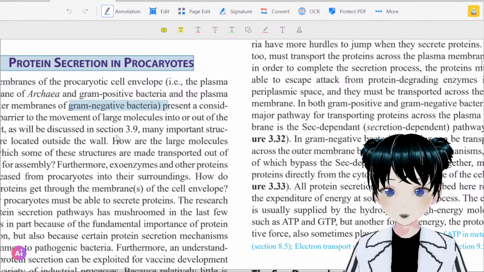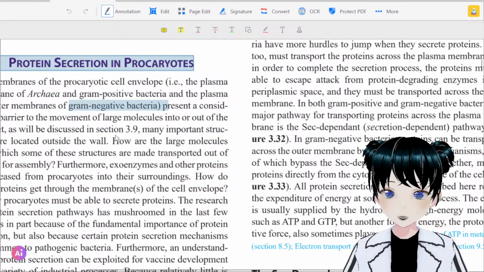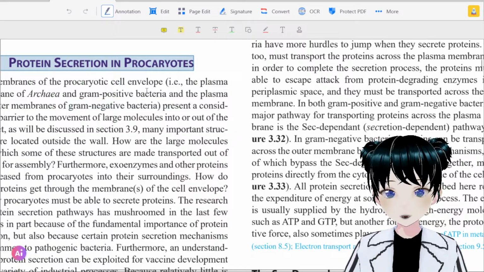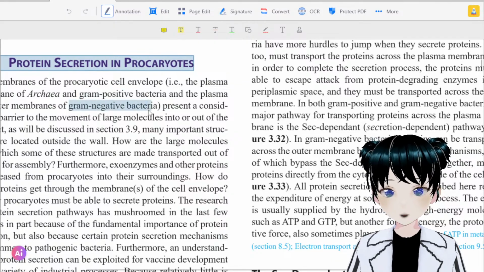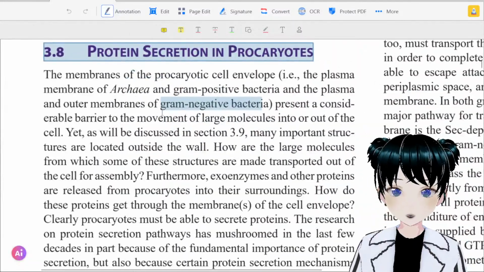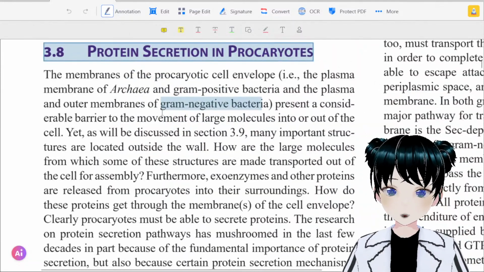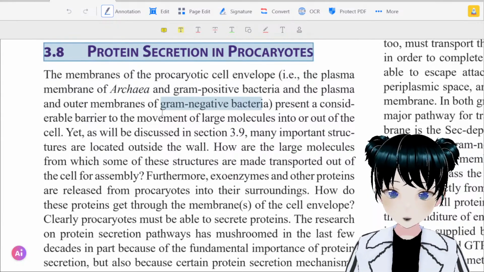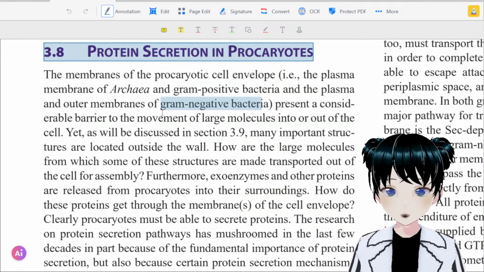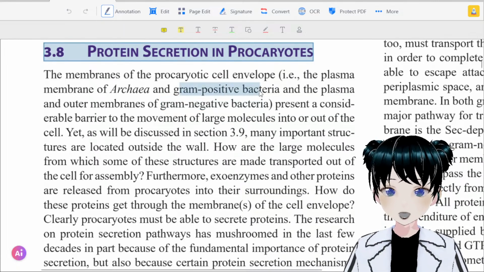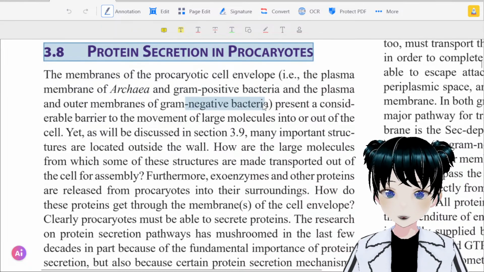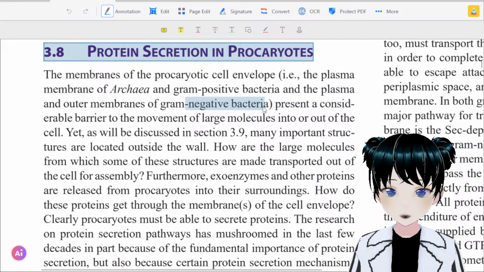To secrete outside of the gram-negative cell wall is quite a work, because gram-positive have only peptidoglycan, while the gram-negative has the peptidoglycan and the lipopolysaccharide layer, sandwiched between these, and so it is difficult. And by the way, gram-positive has bigger pores and more of them than the gram-negative. The gram-negative is way more compact, so it doesn't allow materials to go outside.